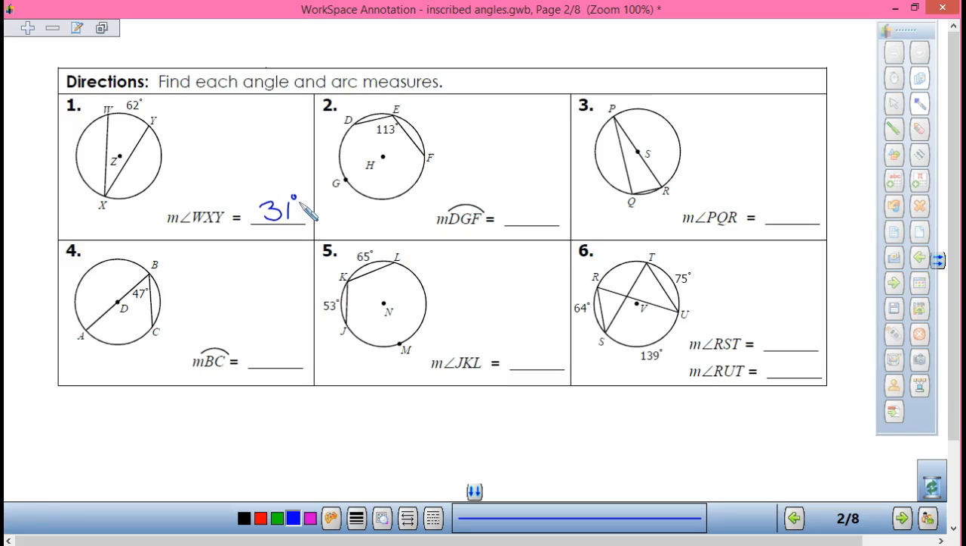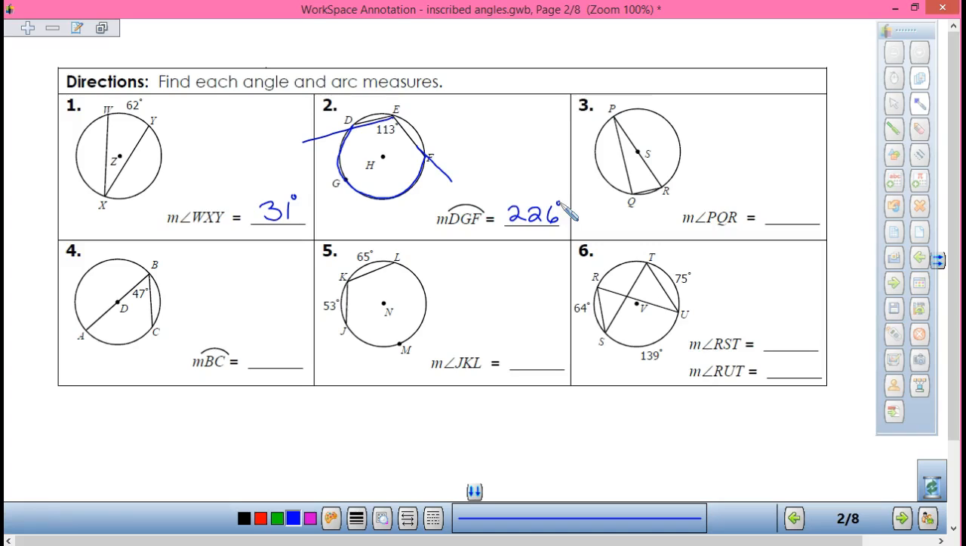Okay, so DFG, they want this arc. How much is the angle that intercepts it? 113. So if I've got angle to arc, double it, yeah. So take 113 times 2 and get 226 degrees.